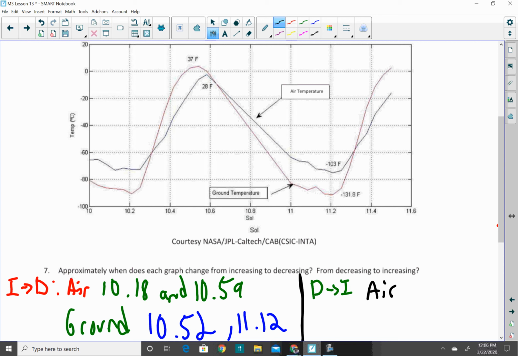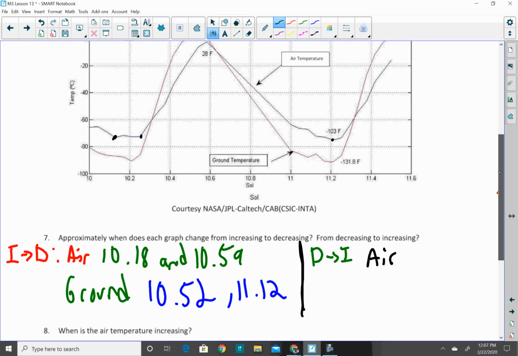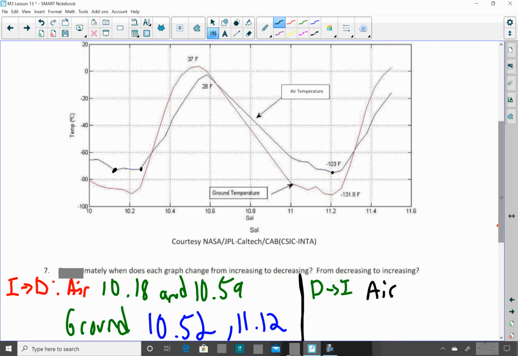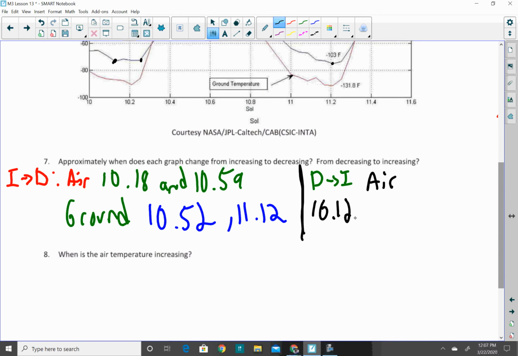Well, let's take a look. Decreasing, I would say right here. There's a point where it changes. I would also say right here. There's a point where it changes. And over here, right about there. Right, it clearly goes down and goes back up. So we're going to say those marks are at 10.12, 10.25, and 11.2. Really, guys, just identifying those spots where the graph changes from increasing to decreasing.